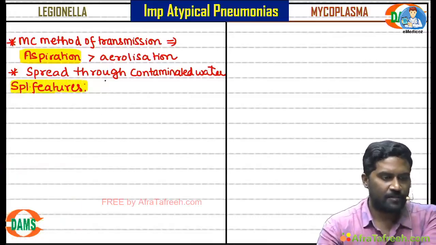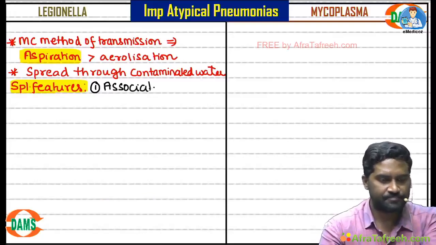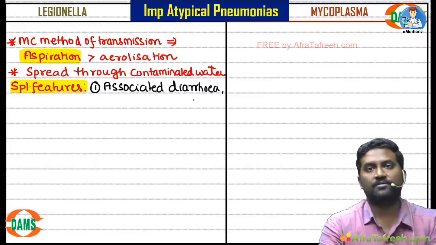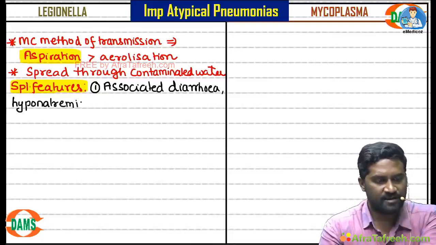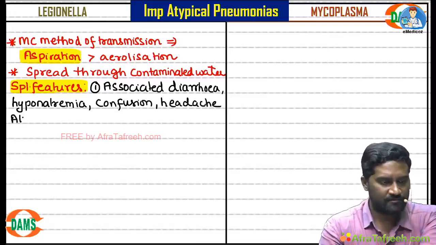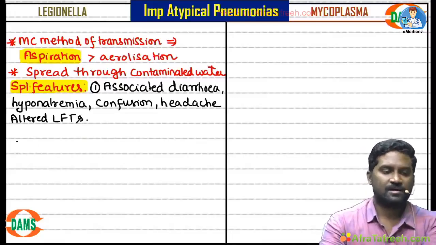Along with pneumonia, the patient will have associated diarrhea. Because of diarrhea, fluid loss, there can be hyponatremia. Because of CNS involvement, there can be confusion, there can be headache, there can be altered LFTs. Why altered LFTs? As a part of systemic involvement, the liver can be involved. That can result in altered LFTs.